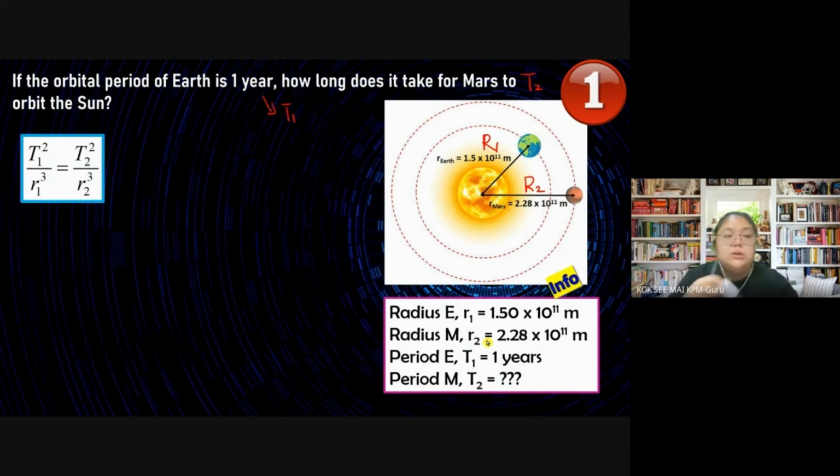Okay, so you find the T1. T1 is 1 year. R1 is the radius of the Earth. Remember, you need to cube. Then this one is T2, I don't know. T2 is the period for Mars. Then R2 is the radius for Mars. So from here you start to do your calculation for this question.